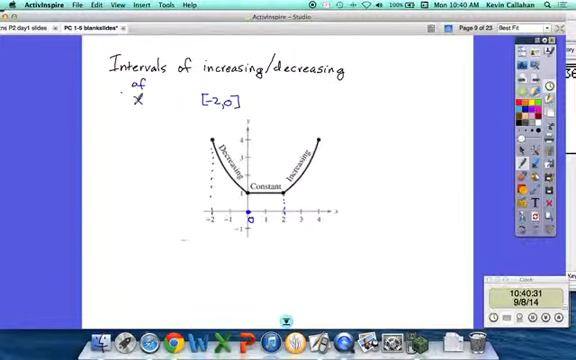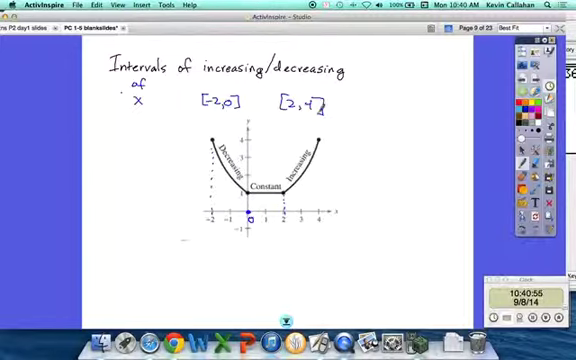Okay. So what would you say is this interval of increasing? From 2 to 4. The y values are going from 1 to 4, but this interval is 2 to 4. So don't give y values, Pierce.